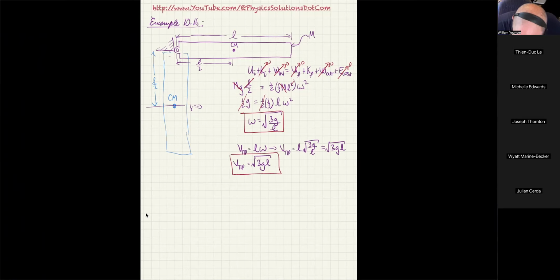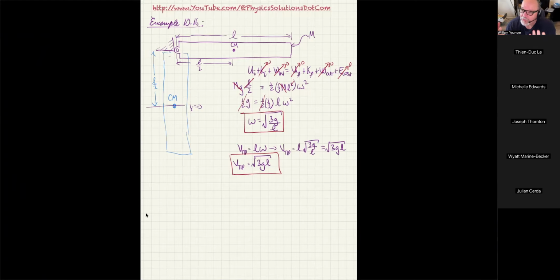Again, you can see that that's a little faster than we'd expect. If we just dropped an object from a height of L over 2 and let it fall to zero, we would end up getting a velocity of the square root of 2 times g times L over 2, which would just be the square root of g times L. But in this case, we got the square root of 3 times larger than that, so it's 1.73 times faster than it would be if we just dropped the object.